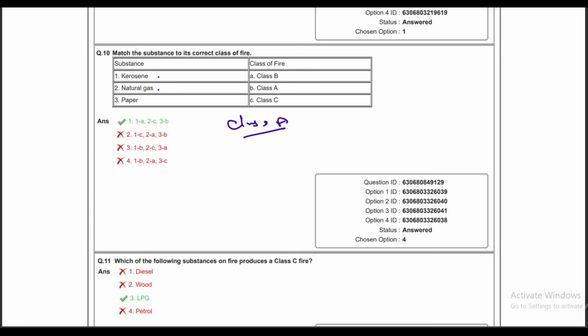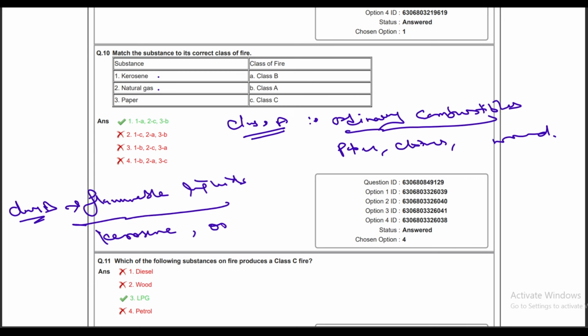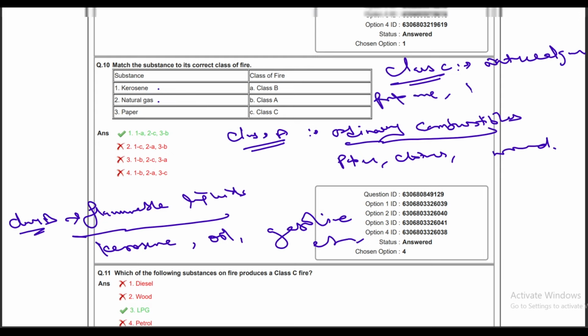If we talk about class A, class A fires involve ordinary combustibles, for example paper, cloths, wood, etc. Class B involves fires from flammable liquids, for example kerosene, oil, gasoline, etc. Now the third class, class C, involves fires that occur from natural gases, propane, butane, etc.